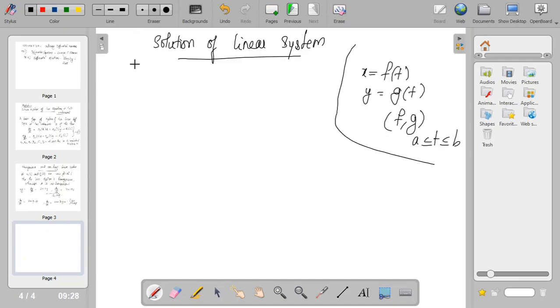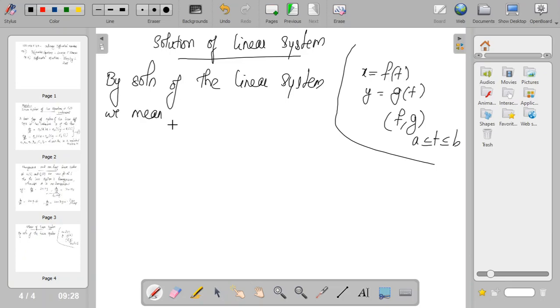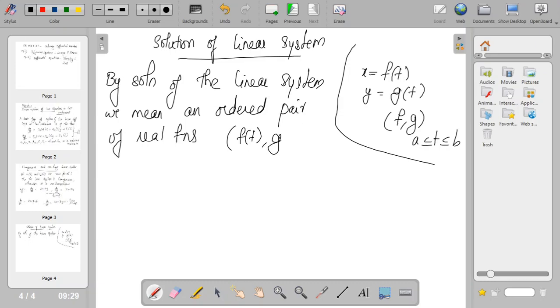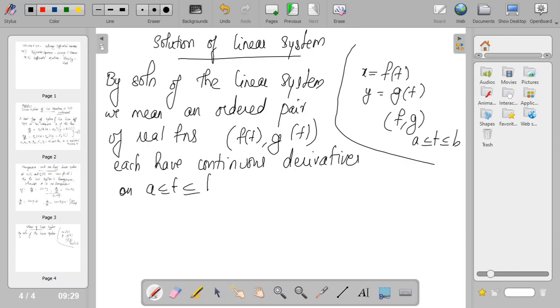So the definition of solution is, by solution of the linear system we mean an ordered pair of real functions f of t, g of t, each having continuous derivatives on a less than or equal to t less than or equal to b, such that it must satisfy the given equation.